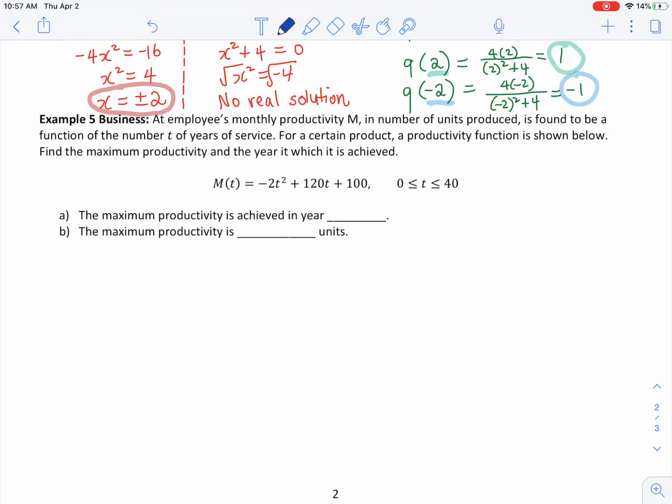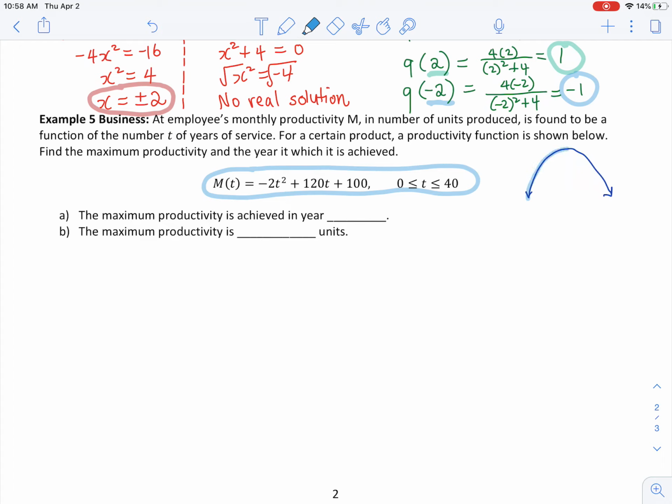Let's do the last one, and then that will be it. Example 5, business. An employee's monthly productivity, M, in number of units produced is found to be a function, oh, how wonderful, of the number T of years of service. I would think the longer a person works at this company, the more productive this person will be. But take a look at this function. What kind of function is this? This is a quadratic, and this is a type that's opening downward, isn't it? Because the leading coefficient is negative.